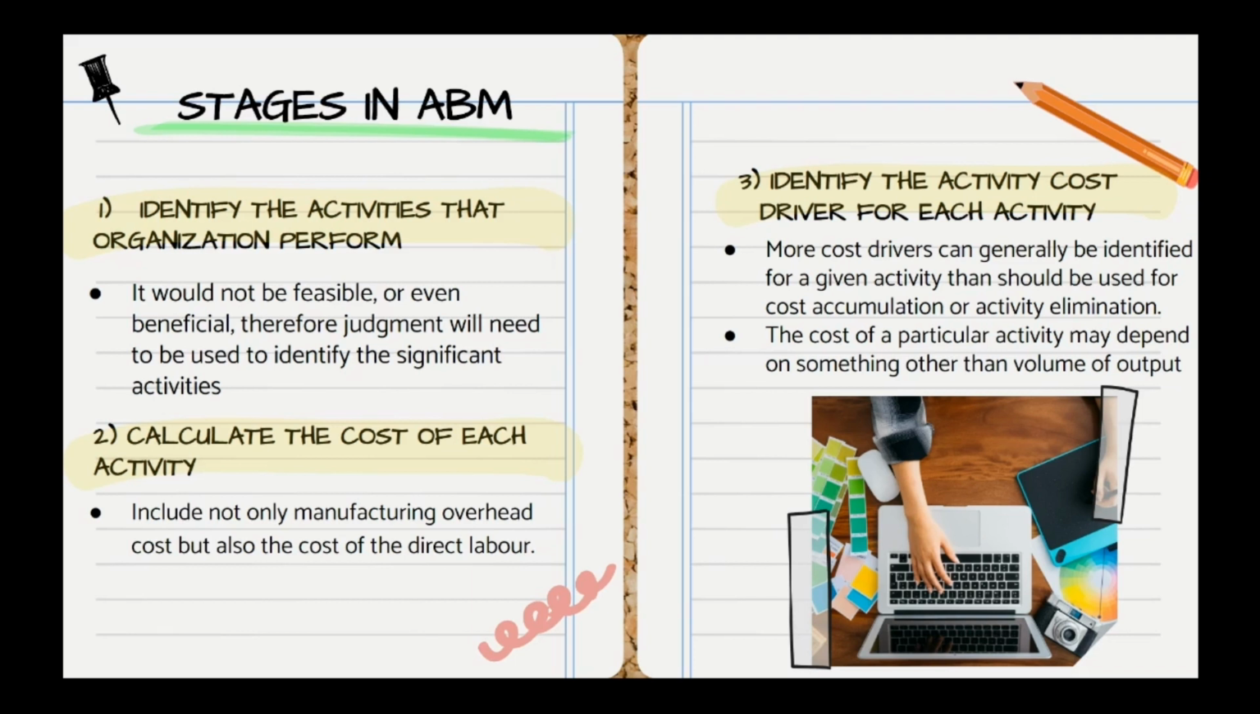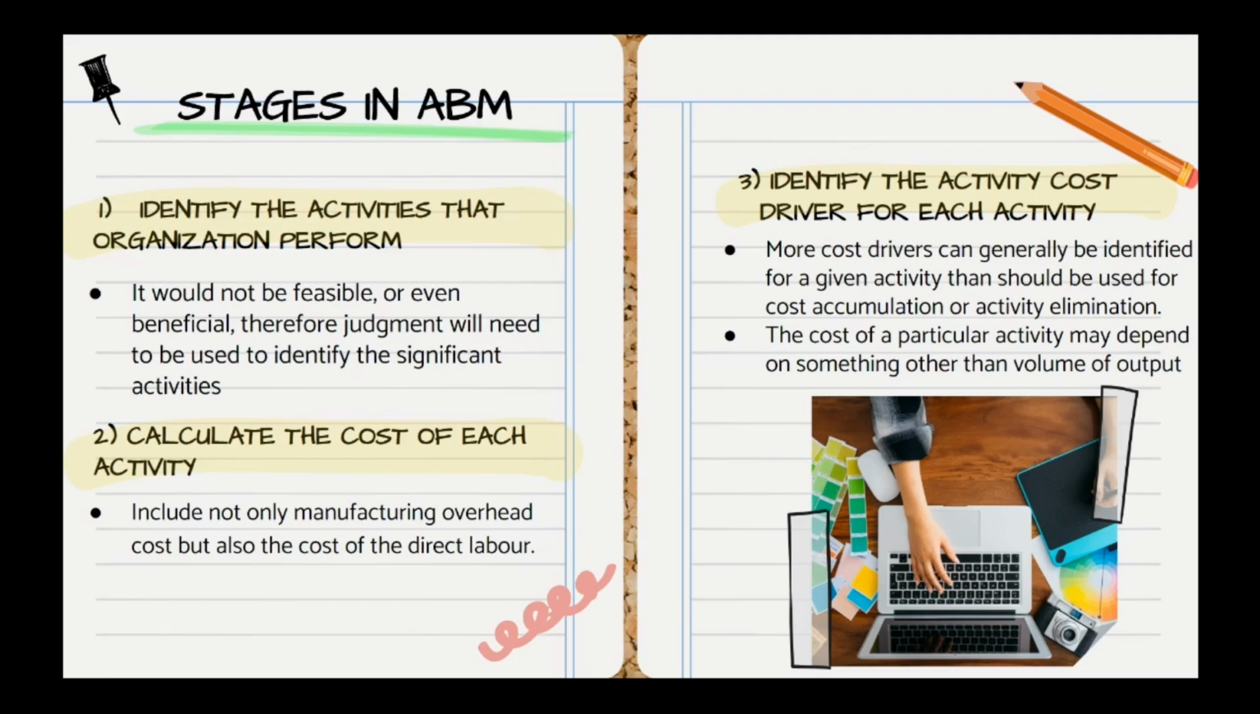In the first stage, to identify every activity that the organization performs, judgment will need to be used to identify the significant activities, since the organization performs many different activities and some of them are not feasible or even beneficial. The judgment can be based on the amount of time spent performing them or on the expected cost. In the second stage, the total cost of each activity will include not only manufacturing overhead costs, but also the cost of the direct labor used to undertake activities. And the last stage is to identify the activity cost driver for each activity.